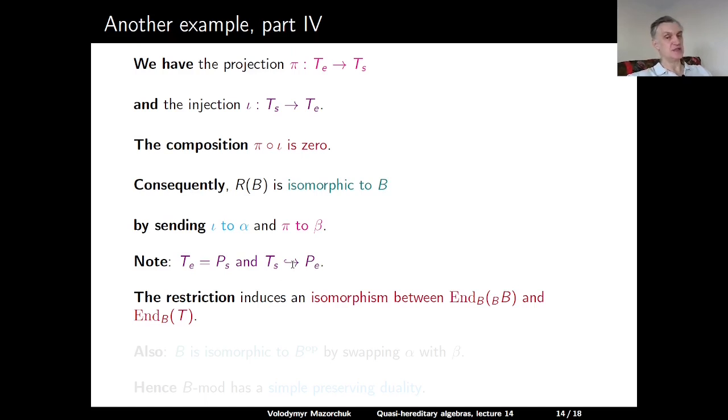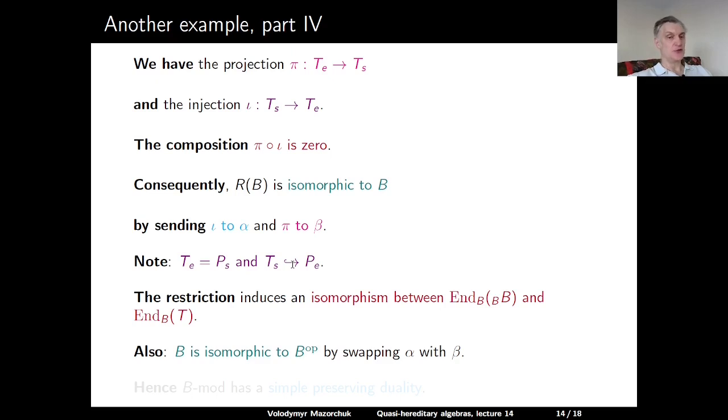And it's easy to see that this restriction induces an isomorphism between the endomorphism algebra of the projective generator for B and the endomorphism algebra of T. To sum up, the Ringel dual of B is isomorphic to B. Also, the algebra B has a simple preserving duality.